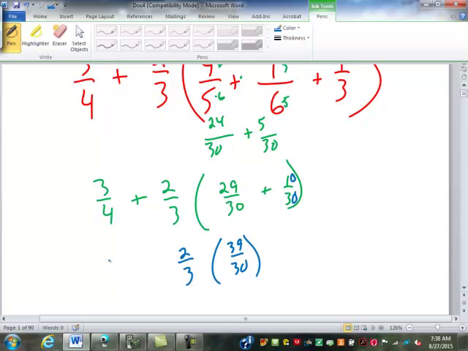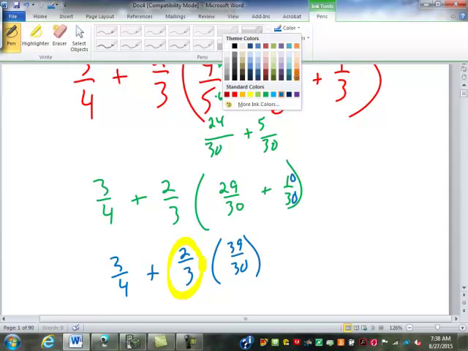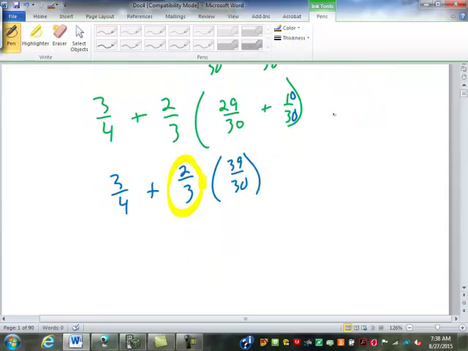Now, it is an improper fraction. But I don't want to reduce it to a mixed number. Can anybody tell me why? Because the very next thing I'm going to do with it is multiply it by 2/3. And when I multiply, I want it as an improper fraction anyway. But I can still reduce it because both 39 and 30 can be divided by 3. So I can bring that down to 13/10. Now I'll get rid of the parentheses because it's down to a single number there.